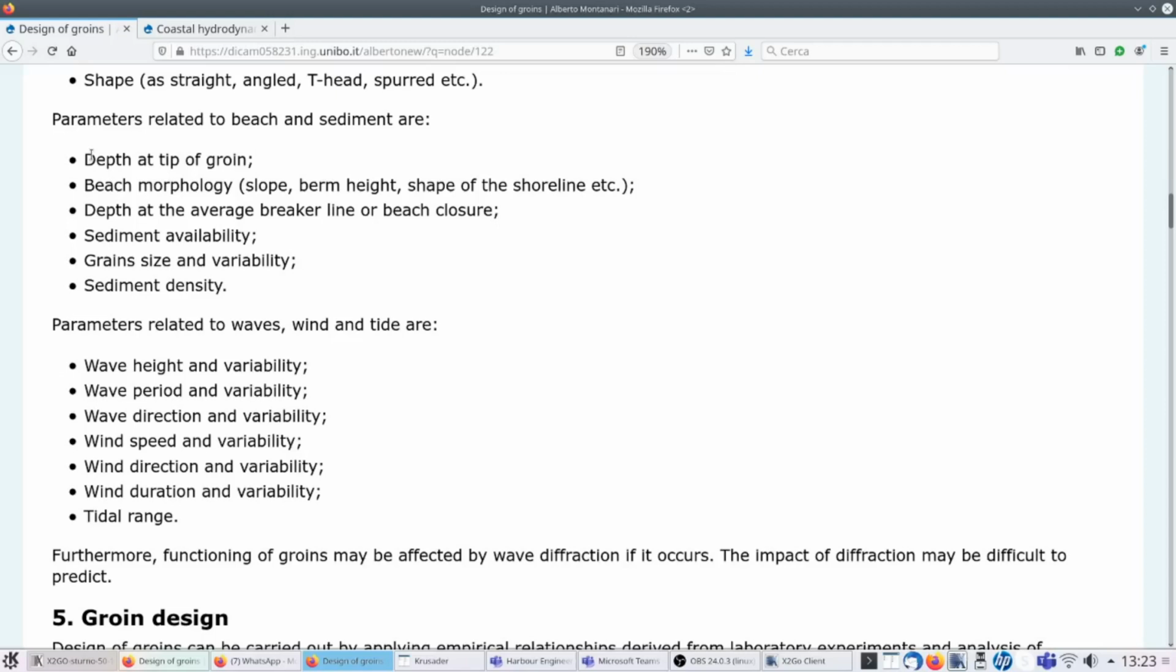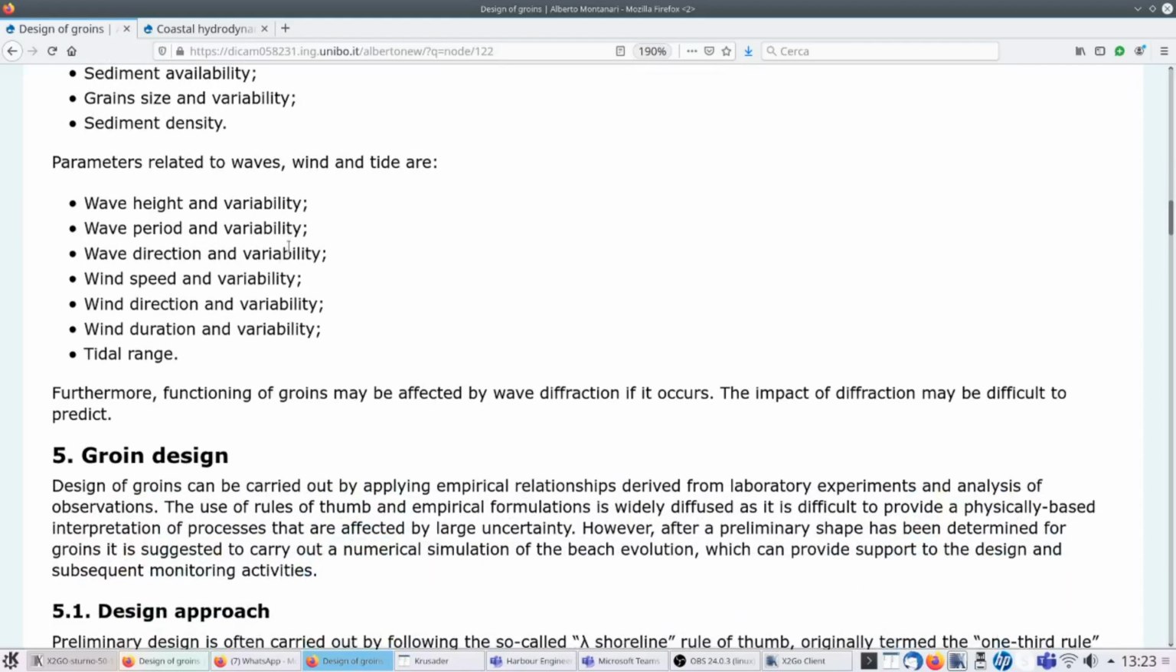The depth at the average breaker line or beach closure is also extremely important. The sediment availability, the grain size and variability, the sediment density. And then we already discussed parameters related to waves.